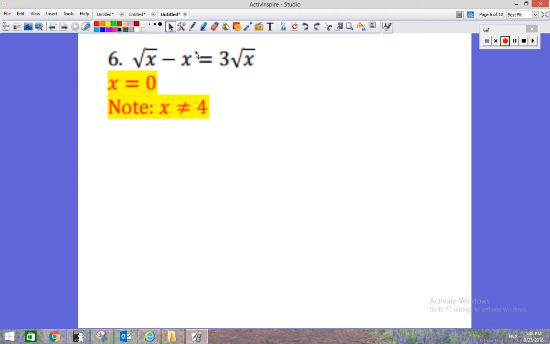So this time I have 2 radicals, but I do have at least one of the radicals by itself. I can never have both of them by itself because, you know, the x has got to be on one side of the equation or the other. So with one of the terms that contains the radical by itself, we can square each side of the equation.